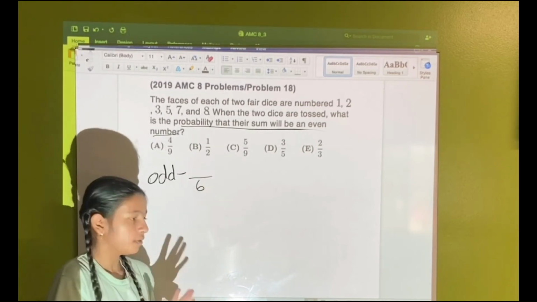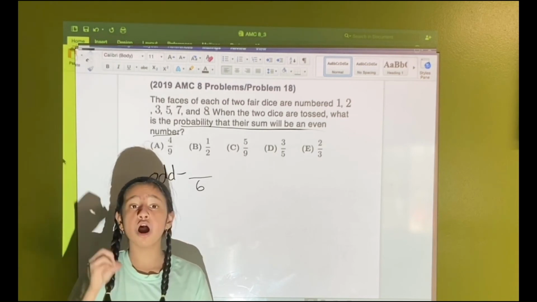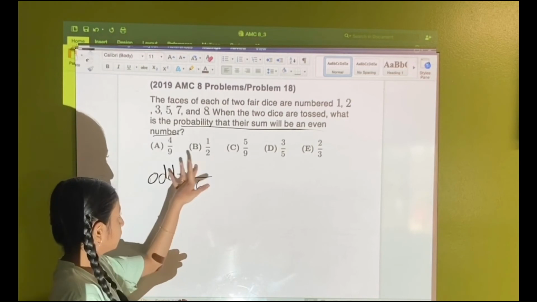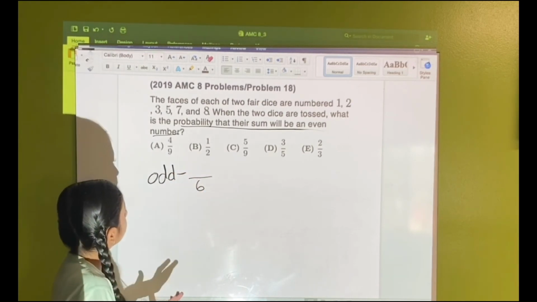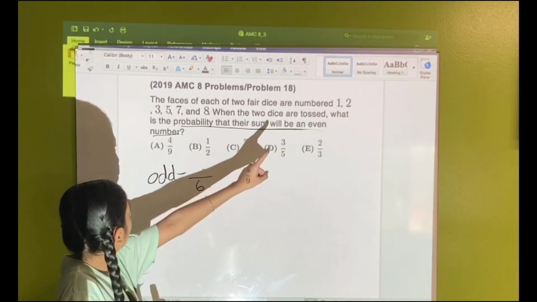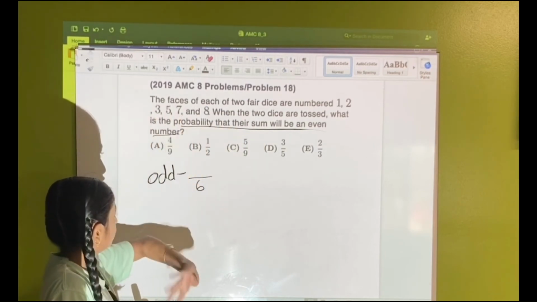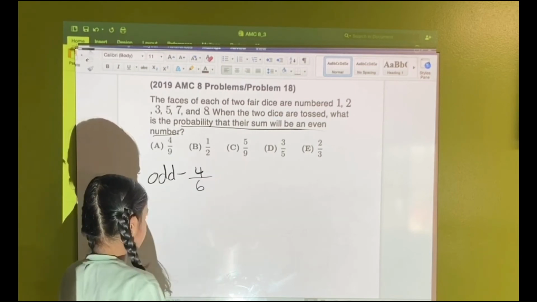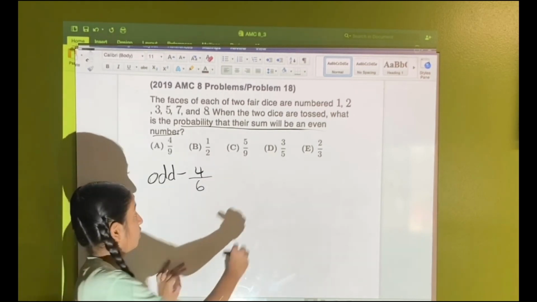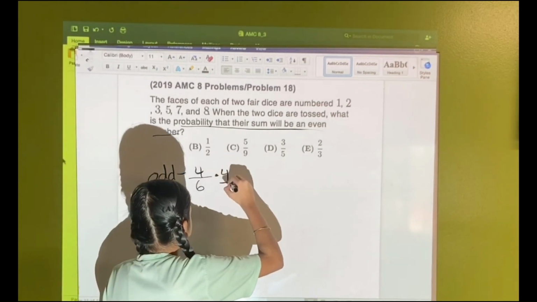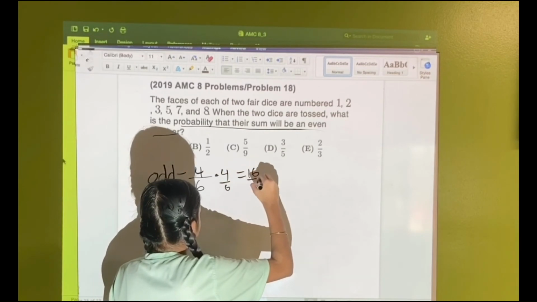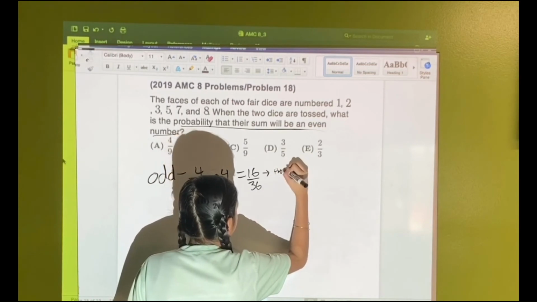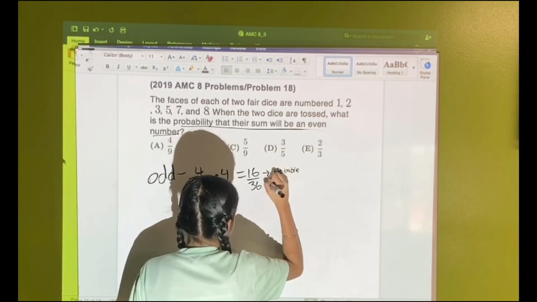So probability is always probable outcome over total outcome. So 6 is the total outcome and this will be the probable outcome. So there is in here 1, 3, 5, 7, which is 4 odd numbers. So 4 out of 6 multiplied with the other die, 4 out of 6, which gives you 16 out of 36. Probable, and this one would be the total.